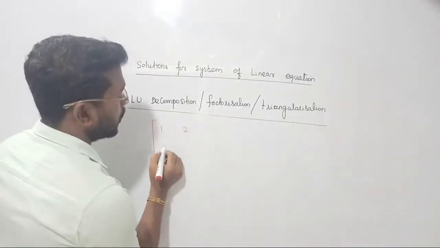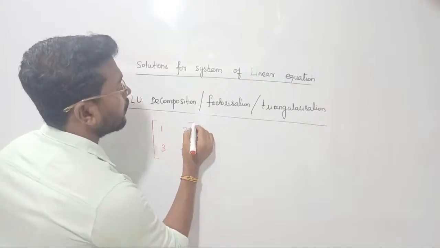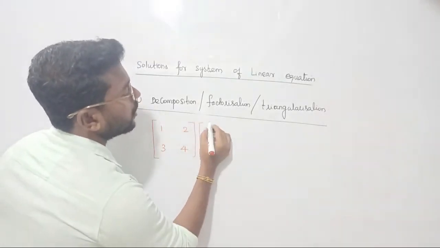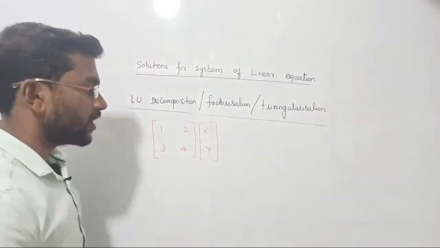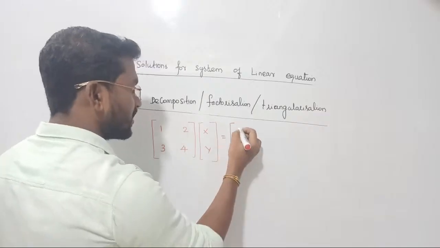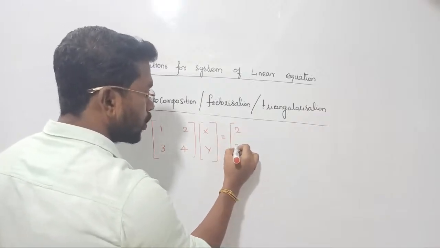1, 2, 3, let's consider 4. I have a matrix. Let's consider its corresponding vector variables x and y. Once again, we have to find the solution for x and y only, but we are going with a different method, and let us consider matrix B has certain values 2 and 3.